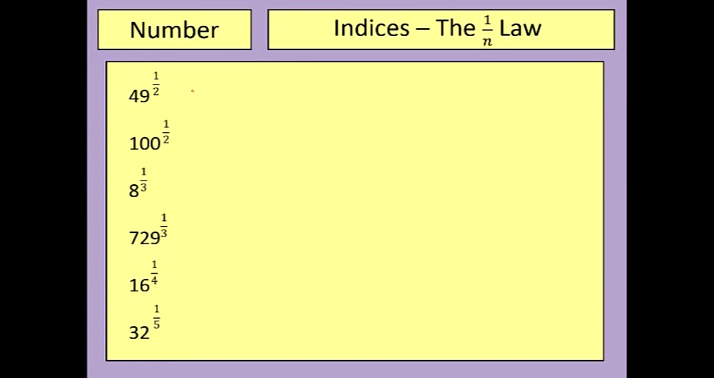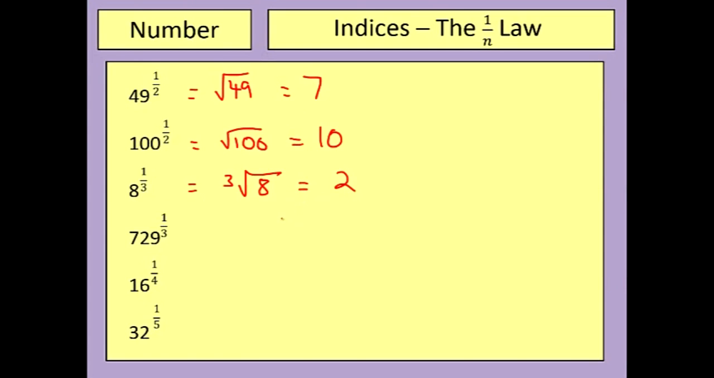Okay, here are the answers then. For this first one, you need to do the square root of 49, and the square root of 49 is 7. It's the square root again on this, because it's a fraction a half, and the square root of 100 is 10. This time we need to do the cube root of 8, and the cube root of 8 is 2, because 2 times 2 is 4, times 2 again is 8.